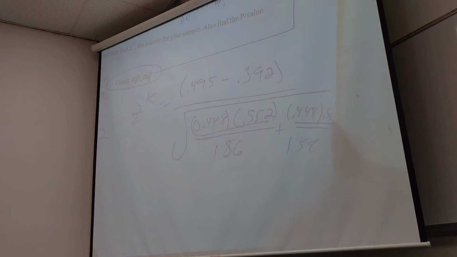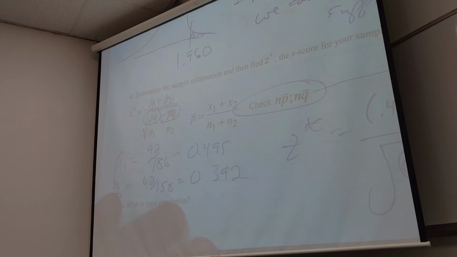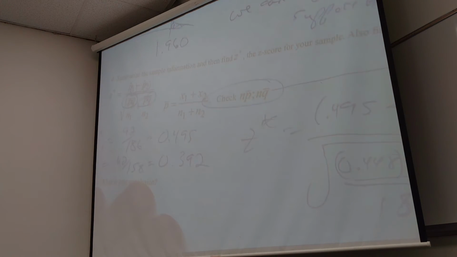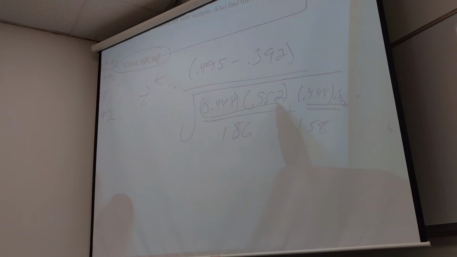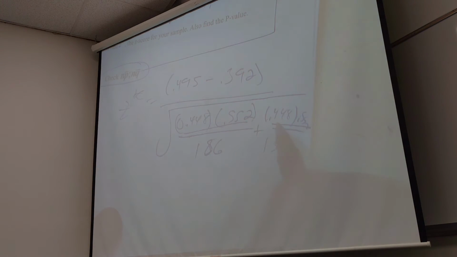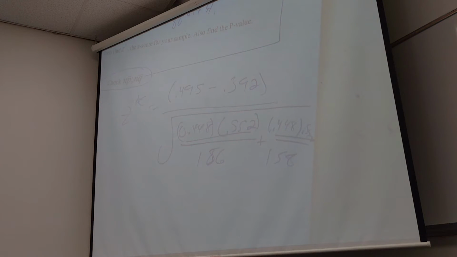This is the same here, right? It's P bar, P bar, P bar, P bar, Q bar, Q bar. So it's 0.448, 0.552 divided by one of the numbers. 0.448, 0.552 divided by the other one. N1 and N2. They each get a term.